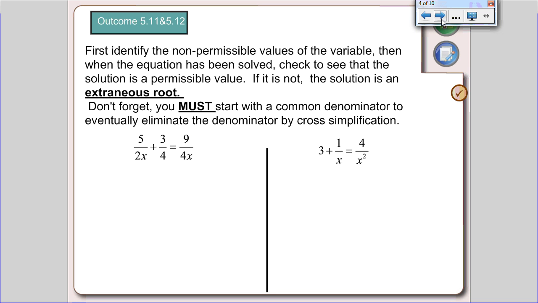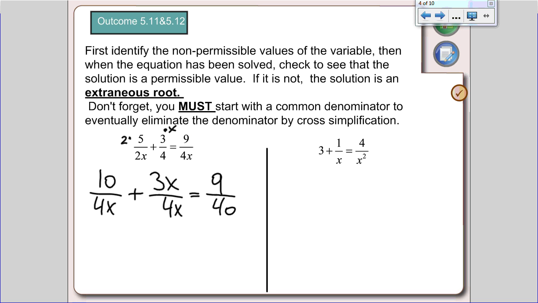4x. Beauty. So, what do I have to do this first one to get it to 4x? Times it by 2. What about the second one? Times it by x. You're going to times it by x. What are you going to do to the last one? Nothing. It's good. So now you've got 10 over 4x plus 3x over 4x is equal to 9 over 4x.